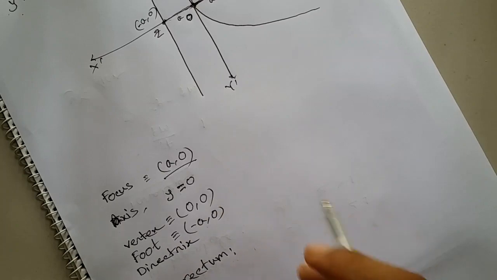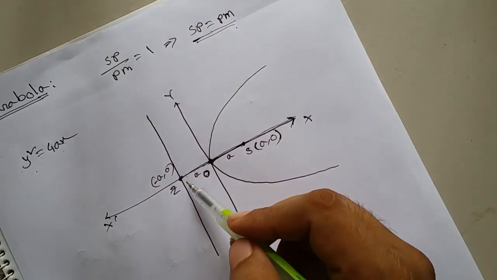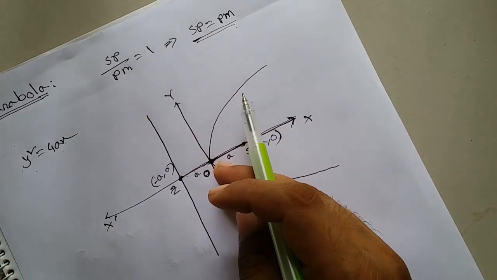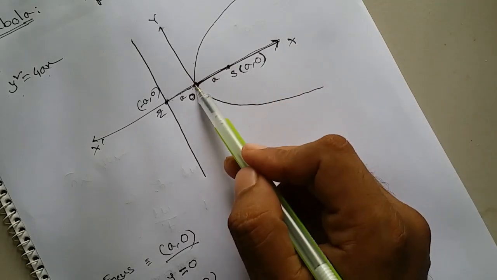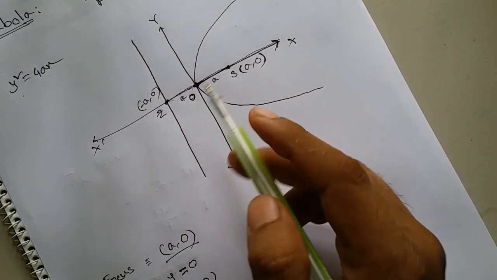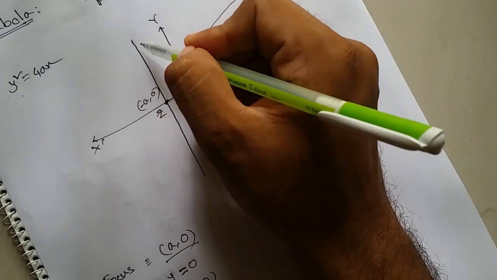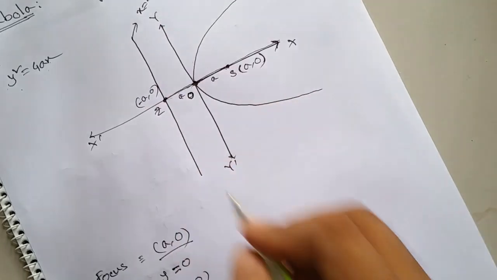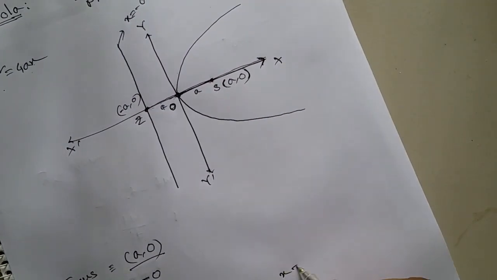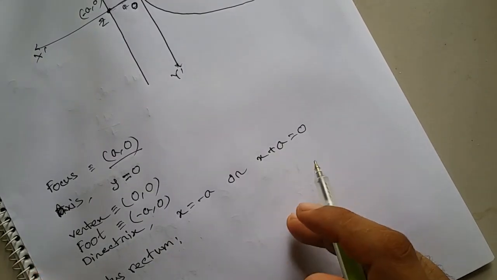Vertex, foot. Now directrix. Directrix is a line. Here directrix is a line parallel to y-axis, and we know a line parallel to y-axis is x equal to something. That means x equal to this length, and this length is a and negative. That's why x equal to minus a. So directrix is x equal to minus a. The equation of this line is x equal to minus a, or x plus a equal to 0.